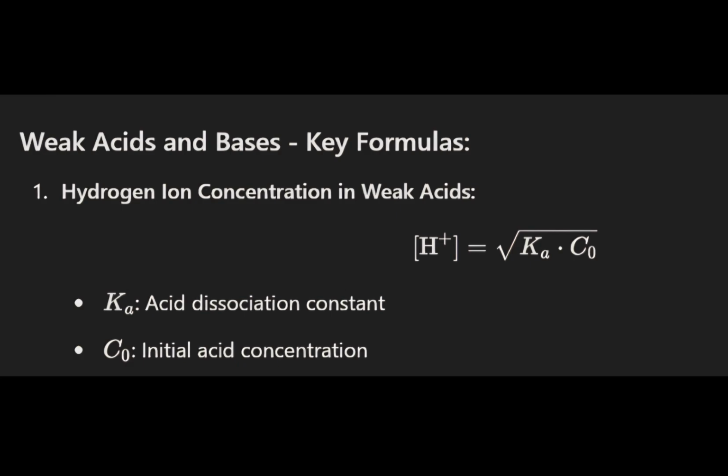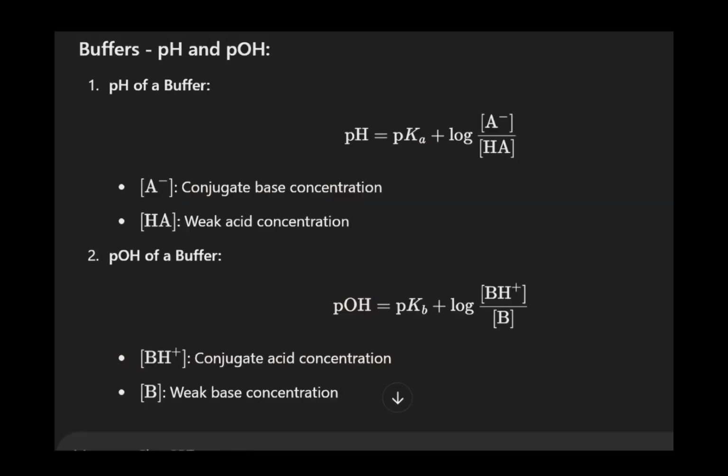In words, Kw is the ionization constant of water, with a value of 1 × 10⁻¹⁴ at 25 degrees Celsius. Kb is the base dissociation constant of the conjugate base of the weak acid. C0 represents the initial concentration of the weak acid. 2. pH and pOH calculations using the Henderson-Hasselbalch equation.